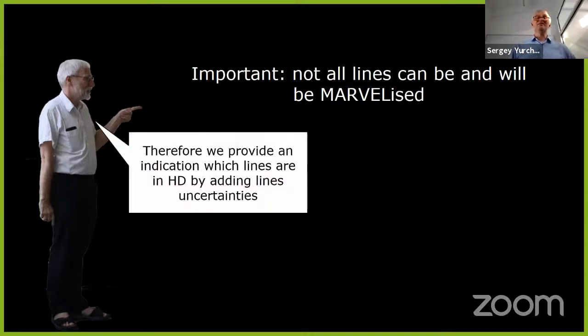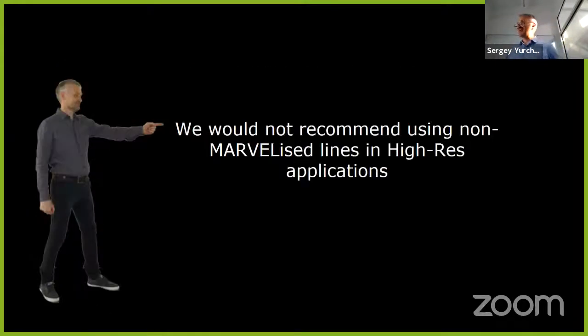So that is why we decided to provide an indication of which lines are in HD by giving line uncertainties, which is not so straightforward, not very easy, because sometimes we are dealing with billions of lines, and for different vibrational and rotational states, and deciding on uncertainty is not really trivial. But we see that it's hugely important, and we would like to recommend using non-marbleized lines with high resolution applications, and watching for the uncertainties that we provide.